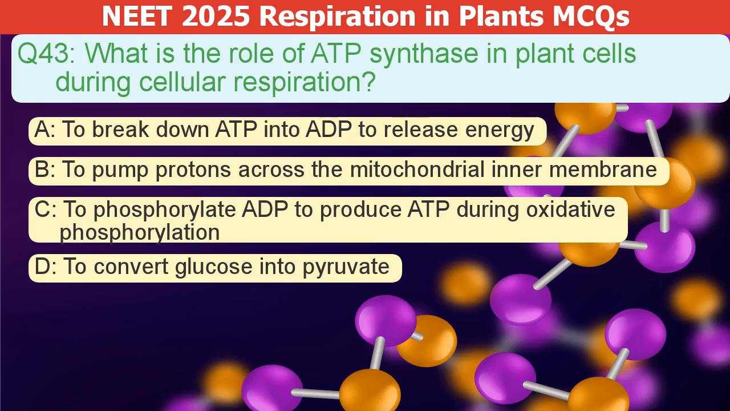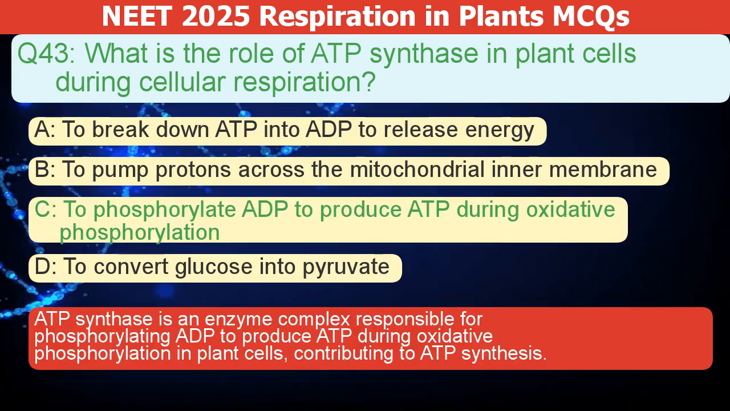What is the role of ATP synthase in plant cells during cellular respiration? A. To break down ATP into ADP to release energy. B. To pump protons across the mitochondrial inner membrane. C. To phosphorylate ADP to produce ATP during oxidative phosphorylation. D. To convert glucose into pyruvate. The correct answer is C. ATP synthase is an enzyme complex that phosphorylates ADP to produce ATP during oxidative phosphorylation in plant cells, contributing to ATP synthesis.